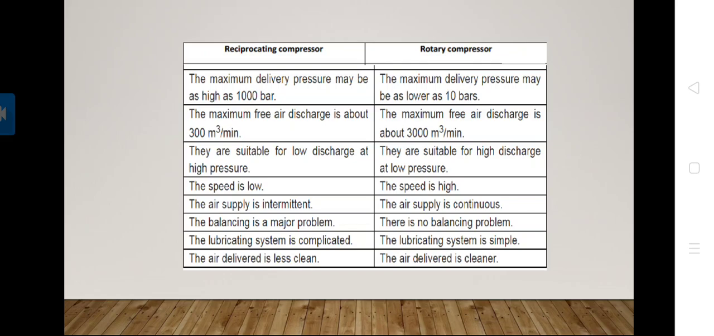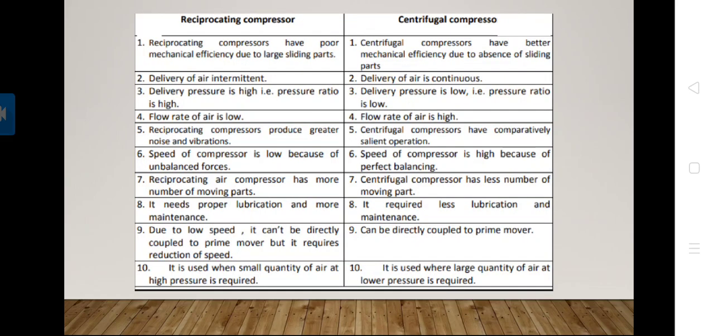And in a reciprocating compressor, due to low speed of rotation, it cannot be directly coupled to the prime mover, but it requires reduction of speed, and in a rotary compressor they are directly coupled to the prime mover. Okay, now we see the comparison of the reciprocating compressor and the centrifugal compressor. Reciprocating compressors have poor mechanical efficiency due to the large sliding parts, and centrifugal compressors have better mechanical efficiency due to absence of sliding parts.